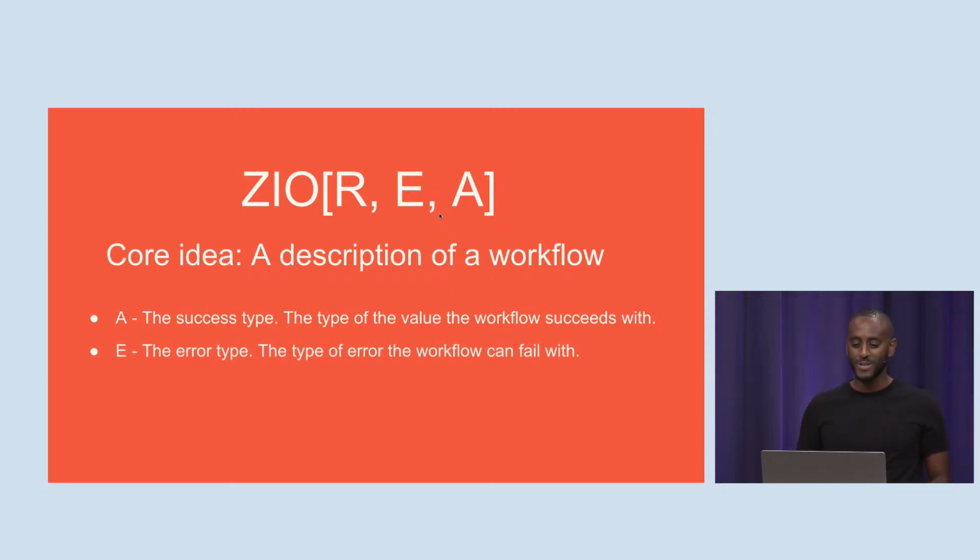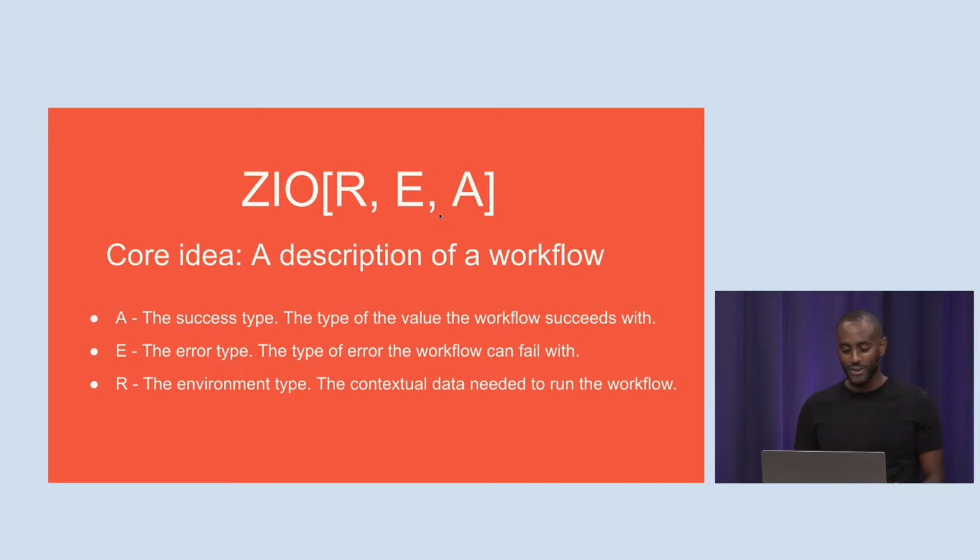And E stands for the error type. So this is the type of error the workflow can fail with after it has finished running. And lastly, the R parameter, which is the environment type, is the contextual data needed to run the workflow. A helper conceptual model you can think of is that a ZIO[R, E, A] could be thought of as a function from R to an Either[E, A]. So given an R, it can eventually produce a value of A, or it can fail with a type E. This is not an exact, precise representation, but it can help you think about how this will work.